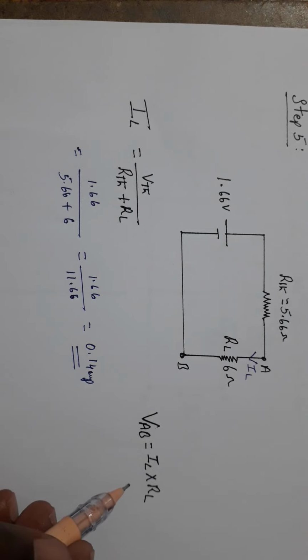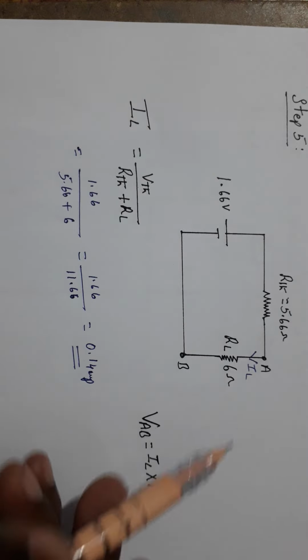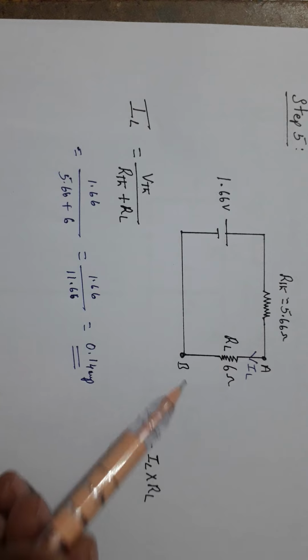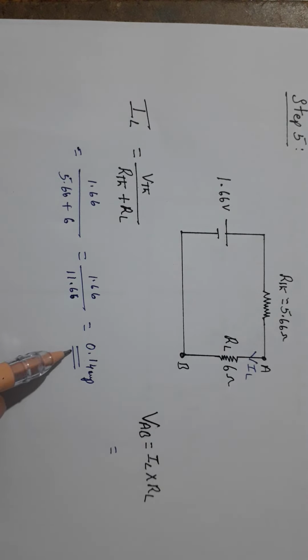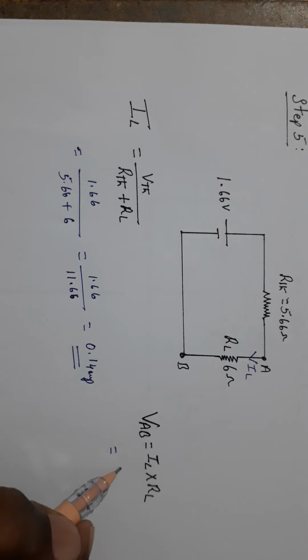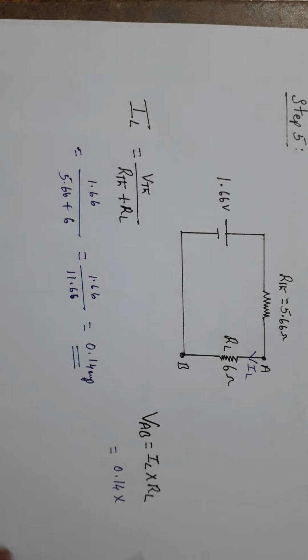And also we must calculate the voltage across A and B, that means VAB equals, you know the value of IL equals 0.14 amp, 0.14 into 6, that equals 0.84 volts.